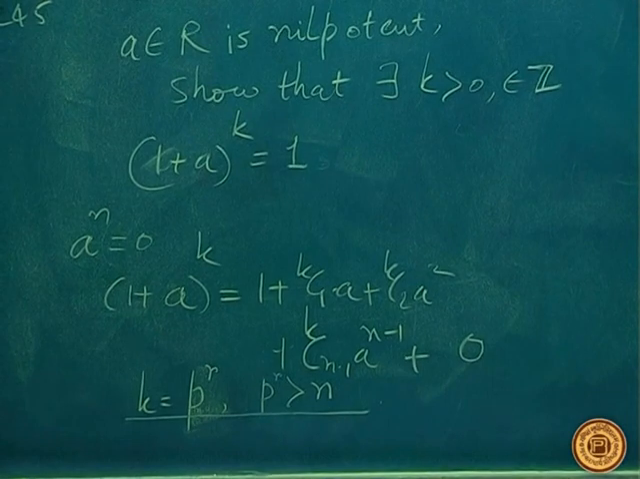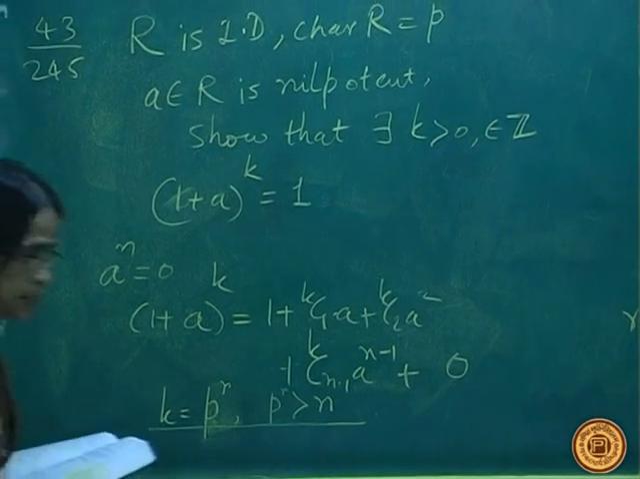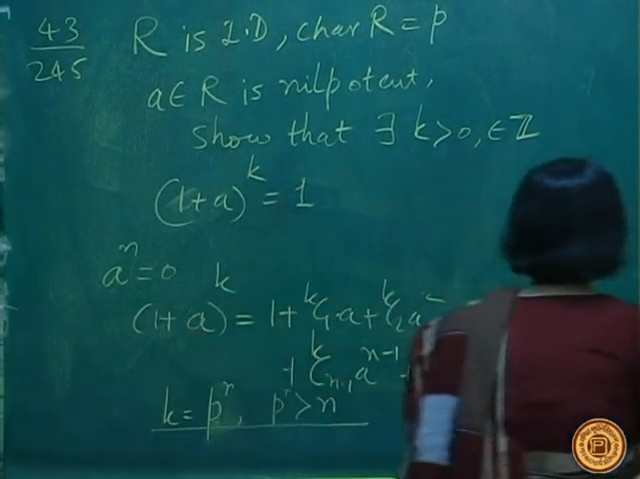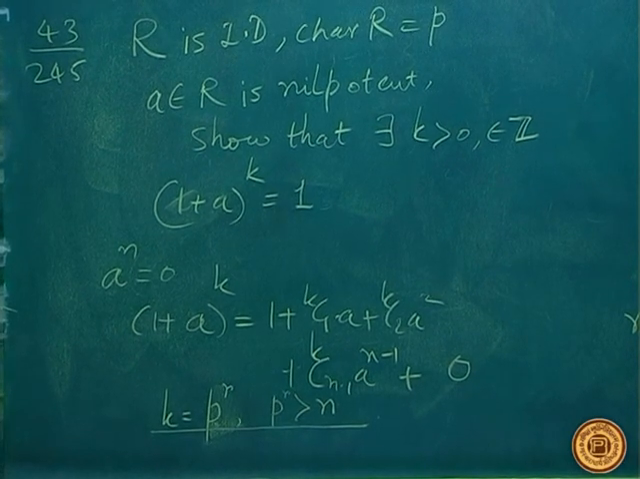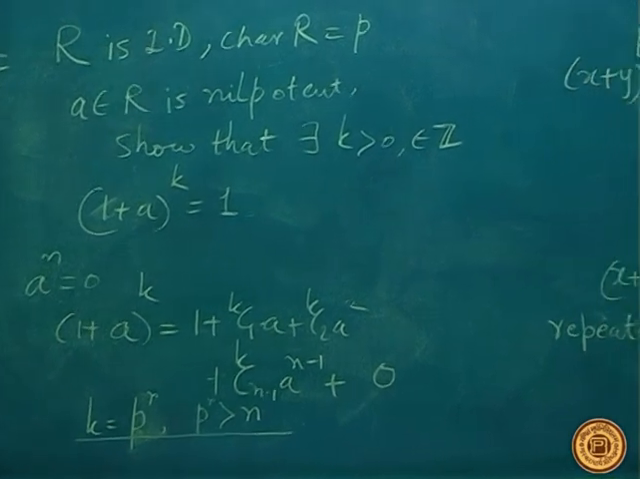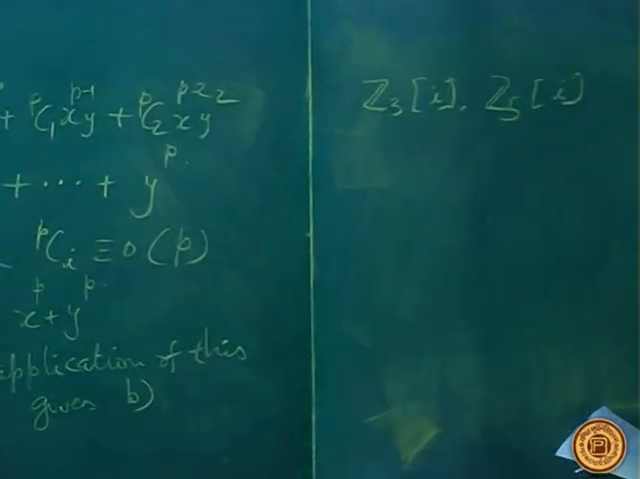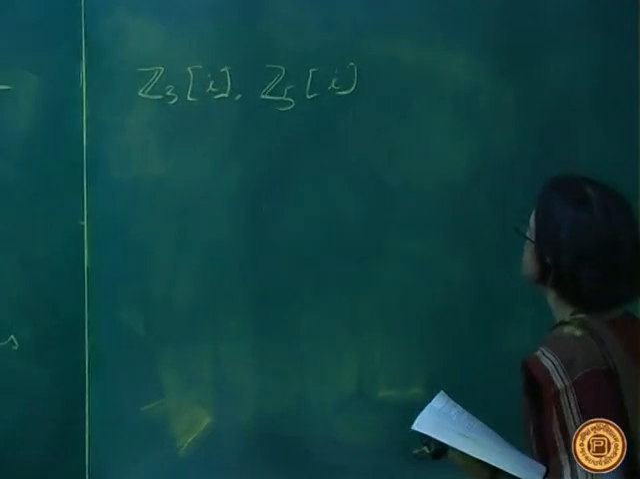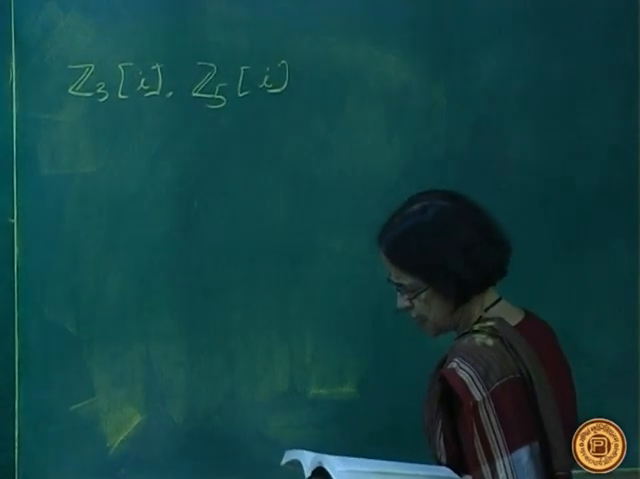Number 44 is: give an example of an infinite integral domain that has characteristic 3. So far we have considered integral domains or rings constructed out of Z2, Z3, Z5 which were finite, because we considered things like Z3[i], Z5[i]. So the final ring which was generated by Z3 and i, Z5 and i, they were all finite. So in this problem we want an infinite integral domain.